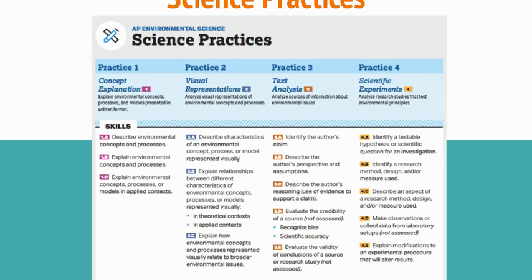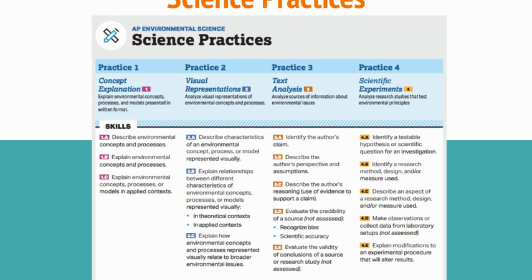Also, remember, not only are we learning content in this course, but we are also learning science practices and skills. And those are broken down into 7 practices in our course, with practice 1 being concept explanation. Practice 2 is some sort of visual representation. So that's being able to look at a diagram, look at a graph, and take out information. Practice 3 is text analysis. So you'll find in the multiple choice section of our exam, there will be a couple of questions that will ask you to read some sort of excerpt or paragraph, and you'll have to answer questions based off of that.